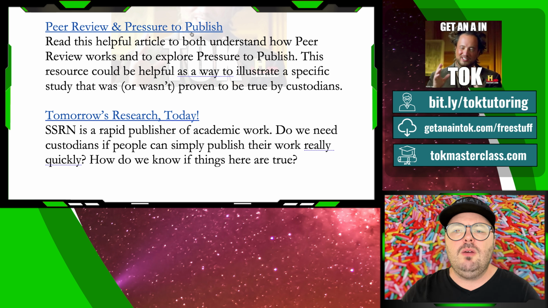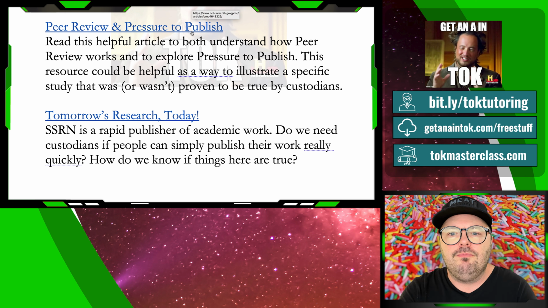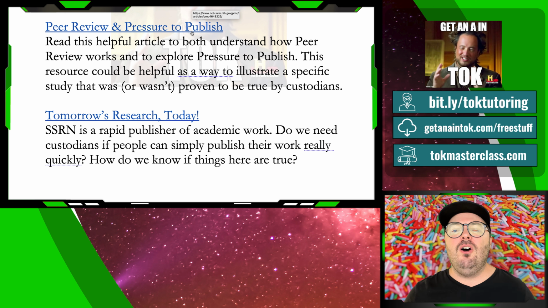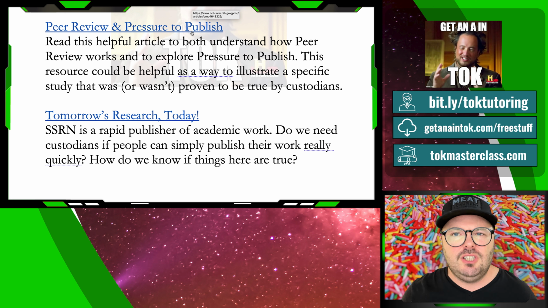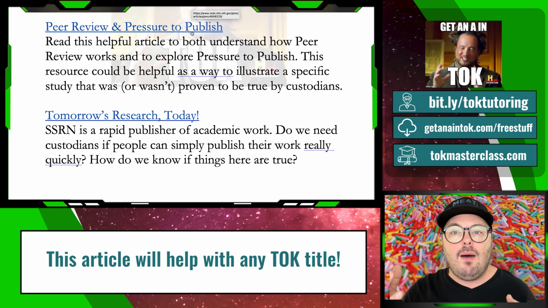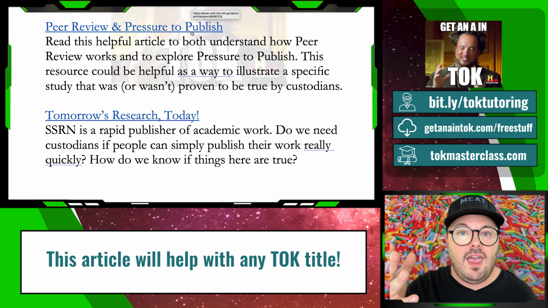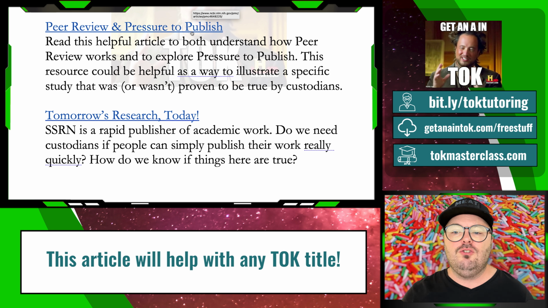Okay, peer review and the pressure to publish. This is the idea that people are pressured to publish. So read this helpful article to understand how peer review works, which is really important, because that's why I put this article in here. A lot of people say peer review, blah, blah, blah, but you don't really know how it works. This explains peer review and how it works with people who come up with ideas, and then what happens when somebody comes up with an idea and people don't know if it's true or not. It's really interesting. And again, you're going to decide here, who is the custodian?